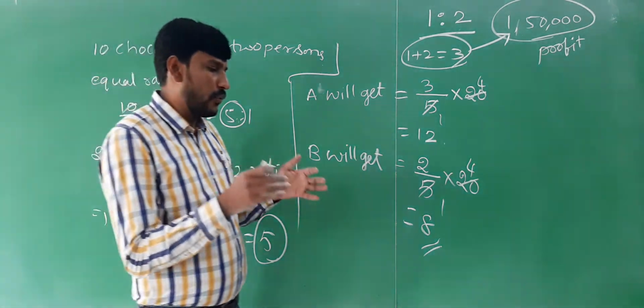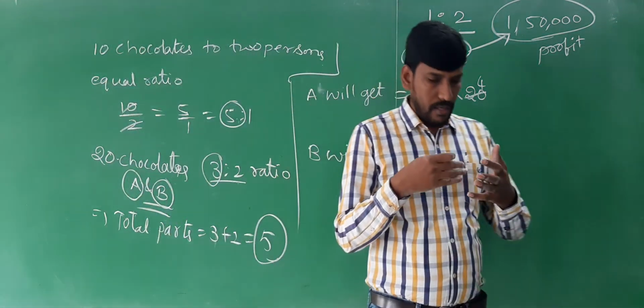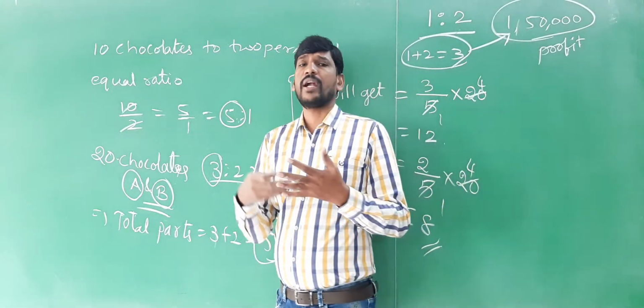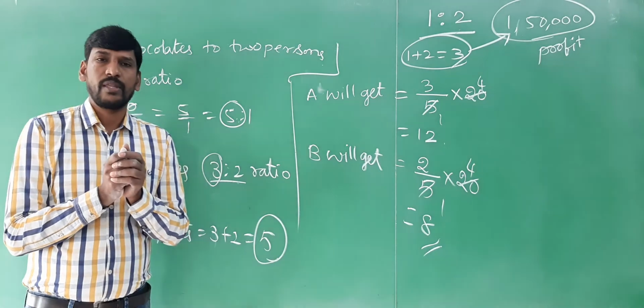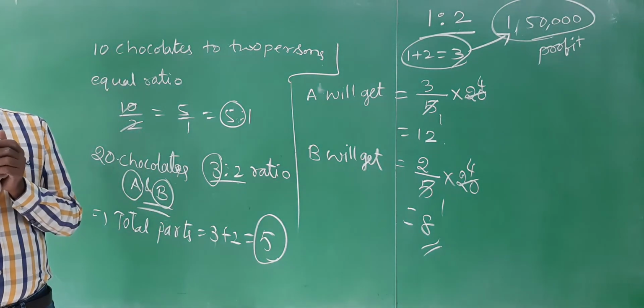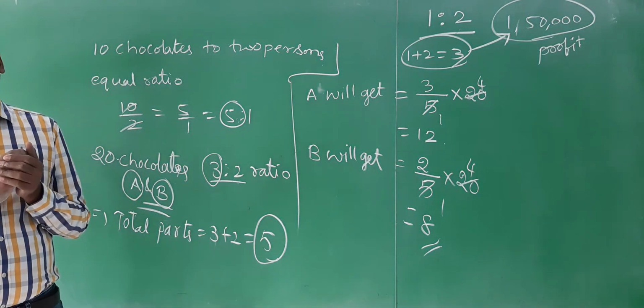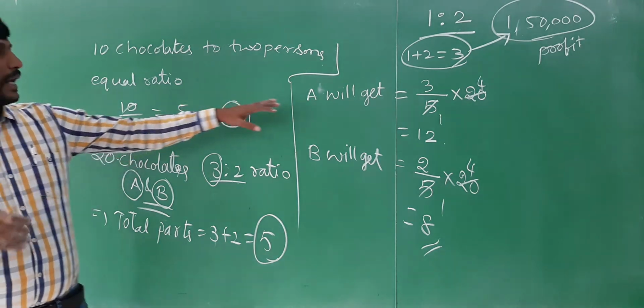So whenever you want to find out the A share and B share, first of all you need to find out the total number of shares. Okay, total number of parts, how many are there? Total number of equal parts. Then only you can find out individually.